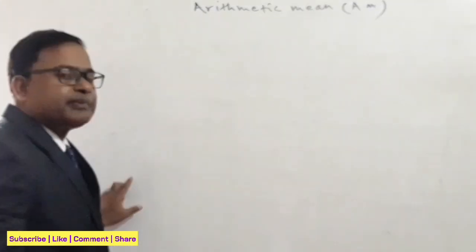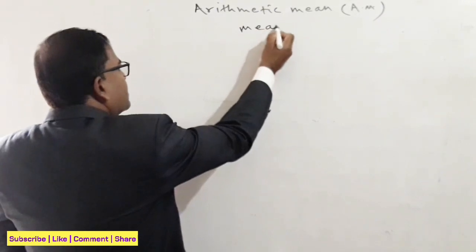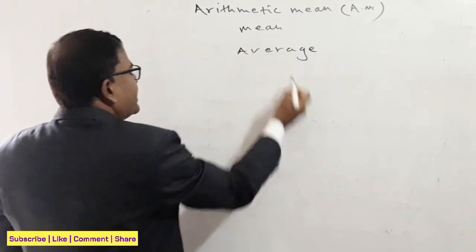Arithmetic mean is a number that represents all the items of any given data. If a data is given, then all the items of the data we can represent by a single number, which is known as average. So dear students, let us now define what is called mean, arithmetic mean or average. Arithmetic mean is simply known as mean also. So we can say mean, or we can say average.